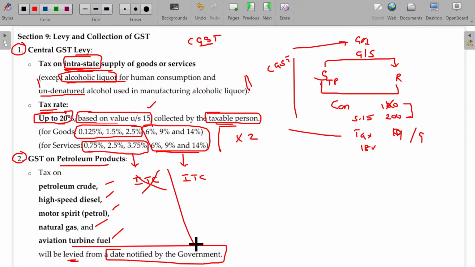So in case of GTA services, the 6 plus 6, 12% case falls under regular. Otherwise, the 2.5, 2.5, 5% case will be called composition levy. Here, ITC is not available. Clear? Should be clear with this.